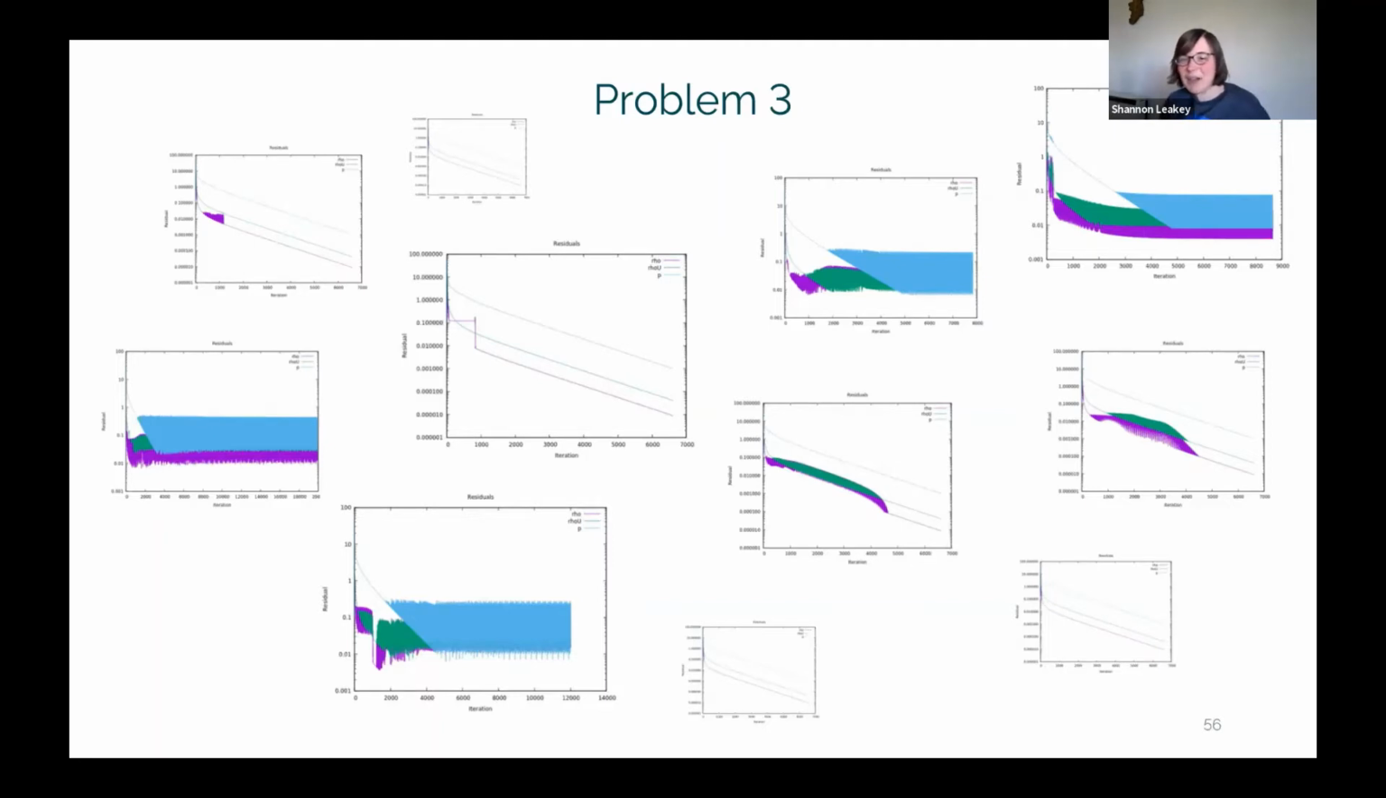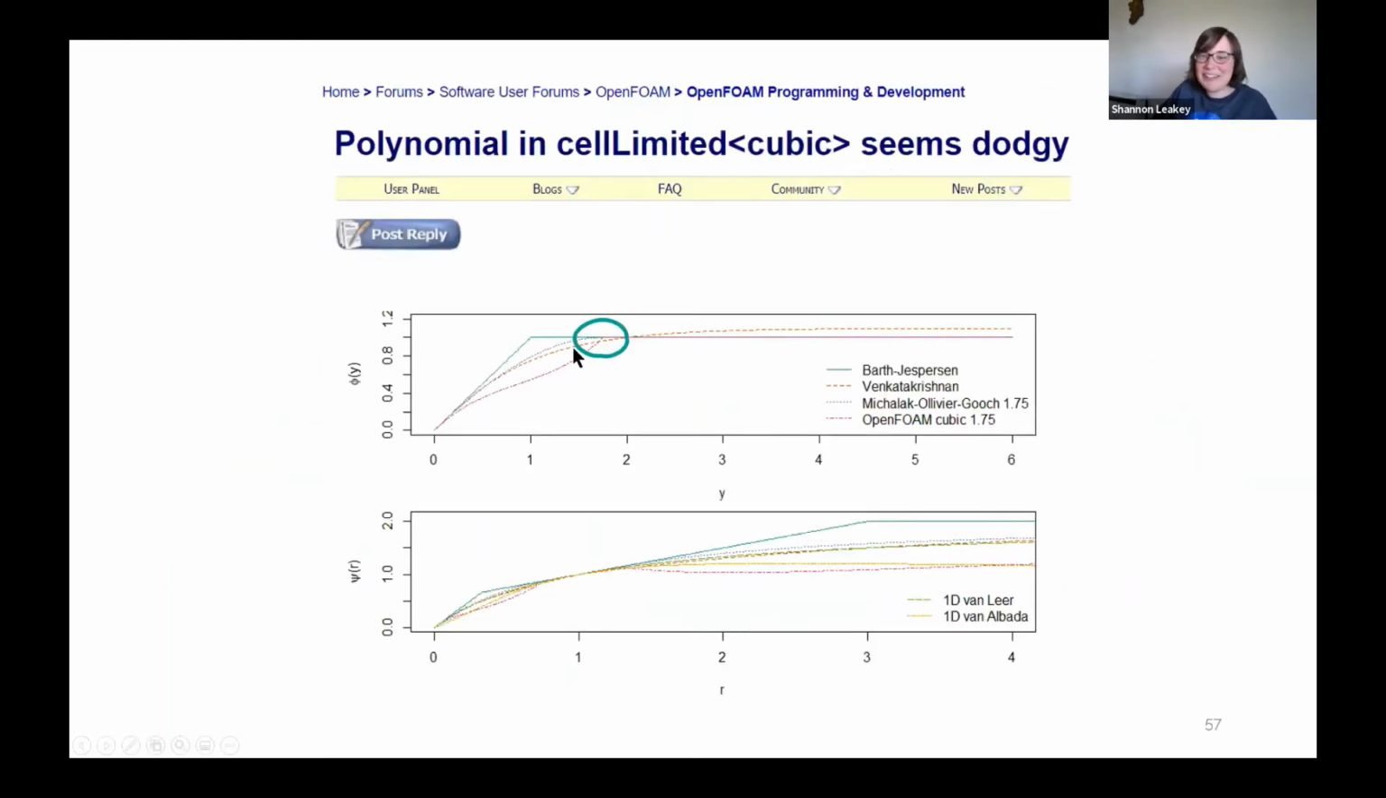I looked it up and read about it, and this is a problem you can get when you're using limiters on unstructured meshes, for example with MUSCL. I looked at the source code for the gradient limiters to work out what was going on, and I found a bug. It's in the cubic polynomial in semi-limited cubic, which, to be honest, I didn't even know existed until I looked at the source code.